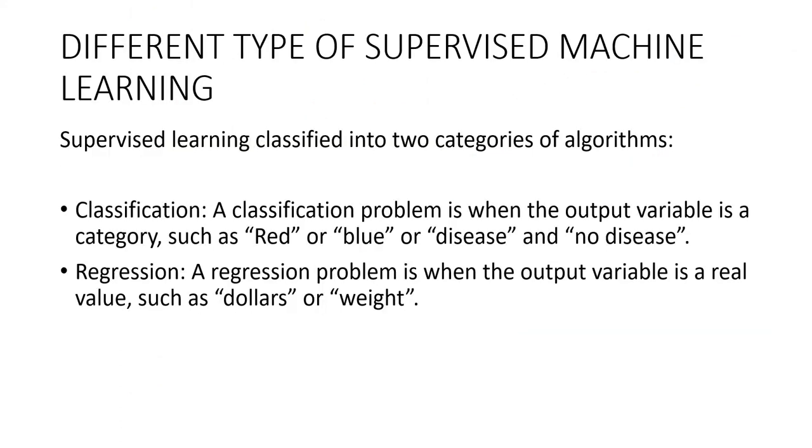Different types of supervised machine learning. Supervised machine learning is classified into two categories of algorithm. One is classification, the second is regression.